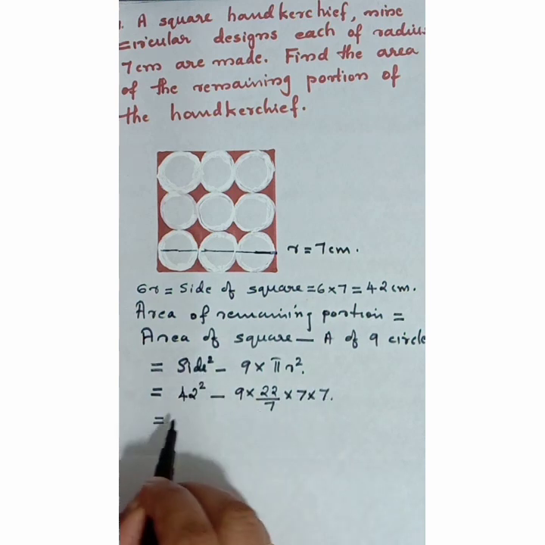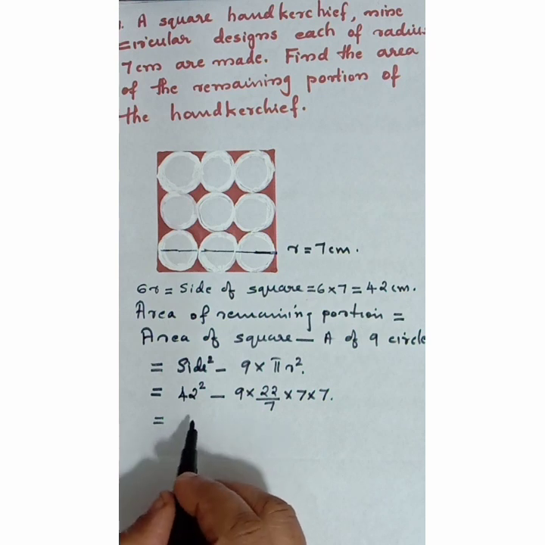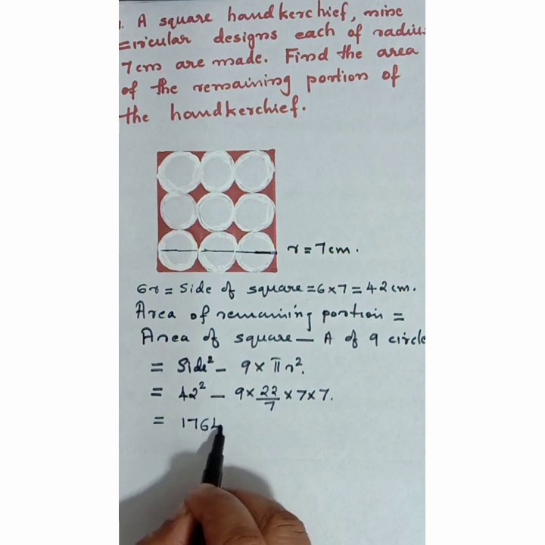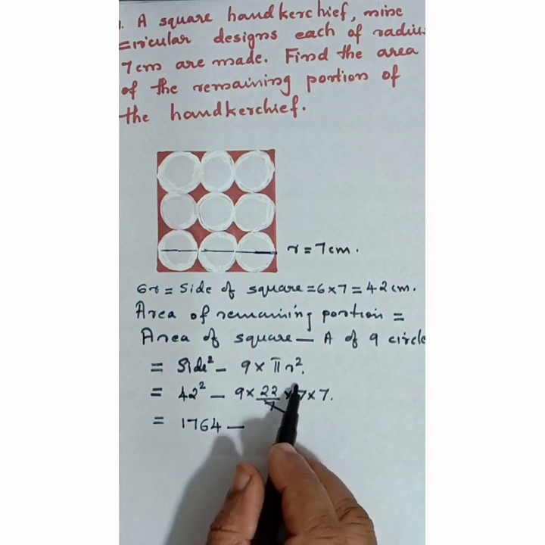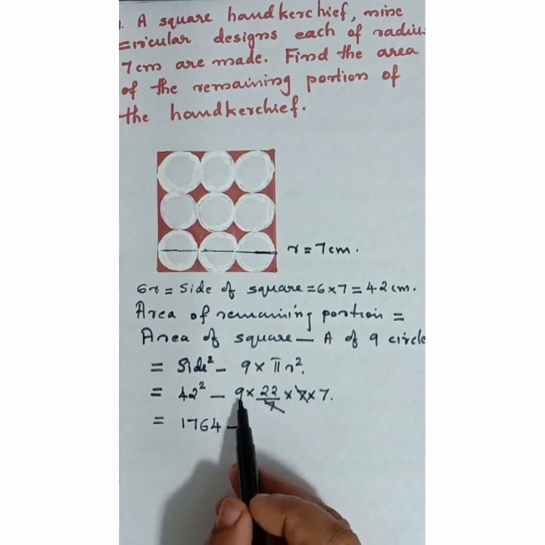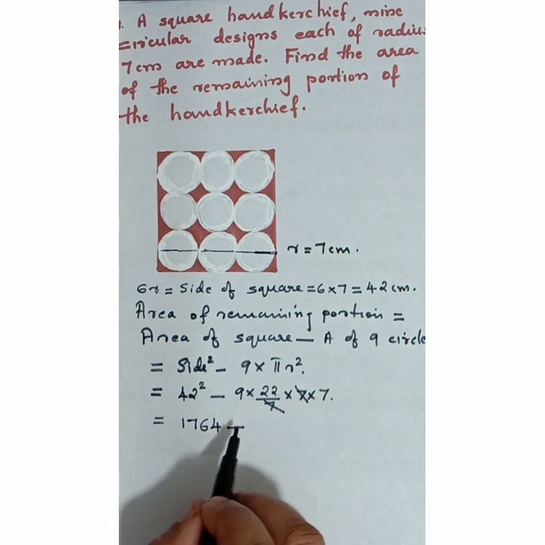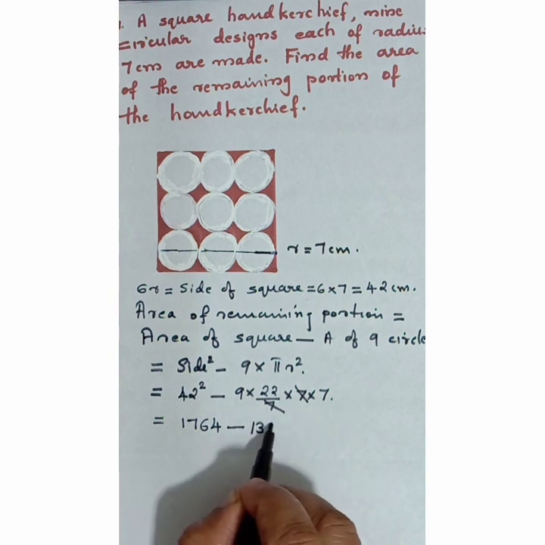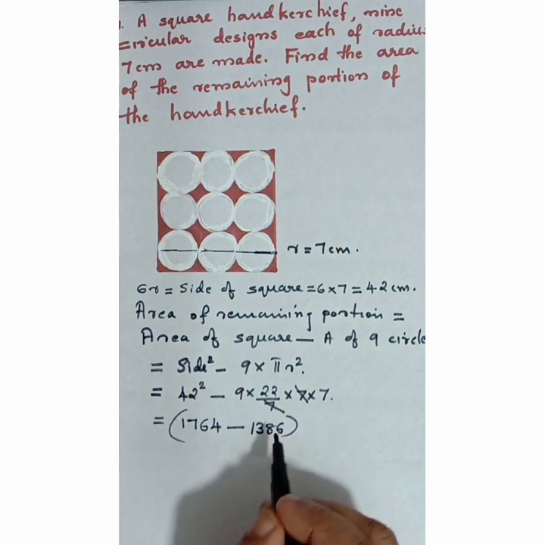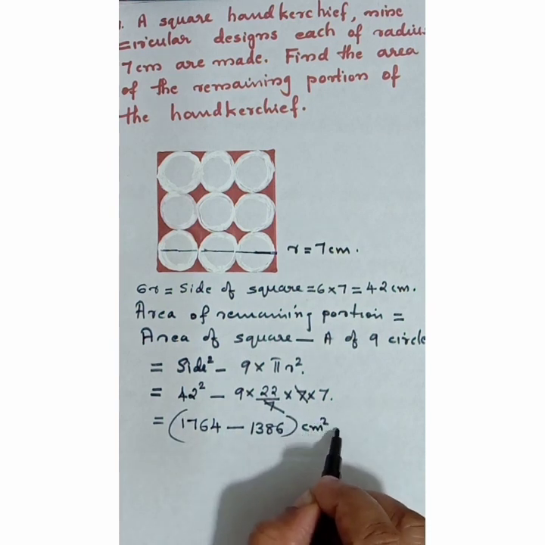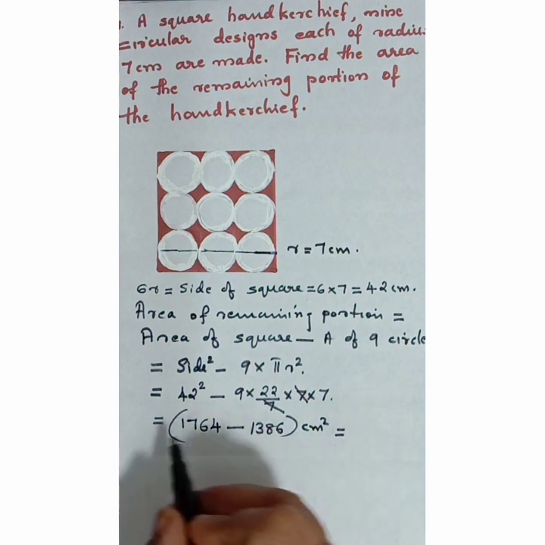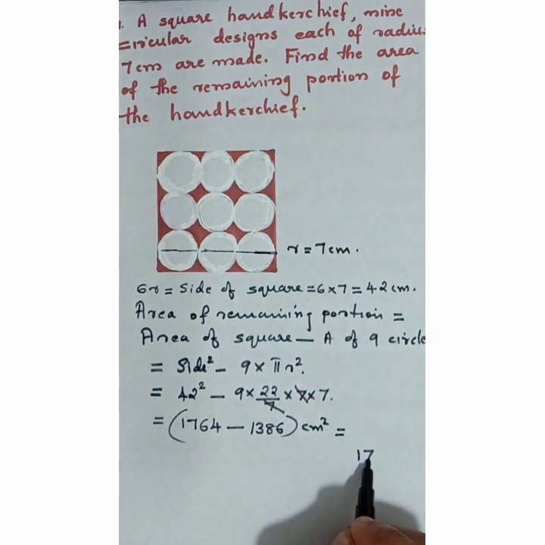Okay, so what is 42 square? 42 into 42, you have to multiply and find out. 1764 minus, cancel this. So 9 into 22 into 7 we are getting, it is 1386 cm square. That's equal to, now subtract it and get the answer, 1764 minus 1386. How much do we get?